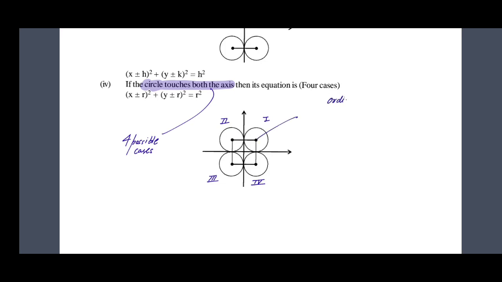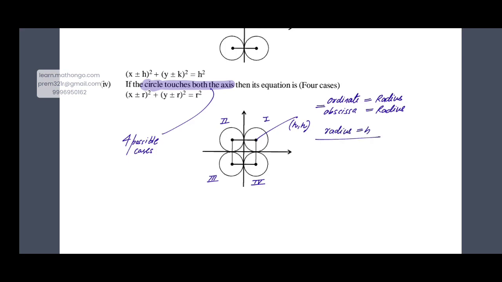Now what is going to happen? We have done that ordinate is equal to radius when it is touching the x-axis. We have done that abscissa becomes equal to radius when it is touching the y-axis. Now since it is touching both, these two will also become equal. Ordinate is equal to abscissa is equal to radius. That means it will not be h comma k, it will be h comma h, and the radius is also going to be equal to h.